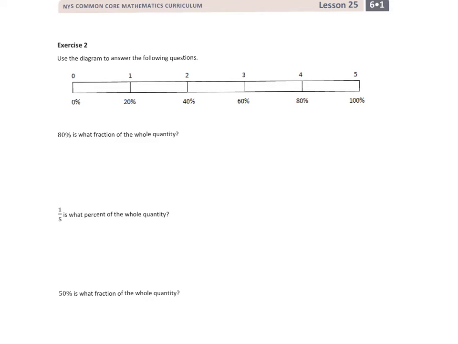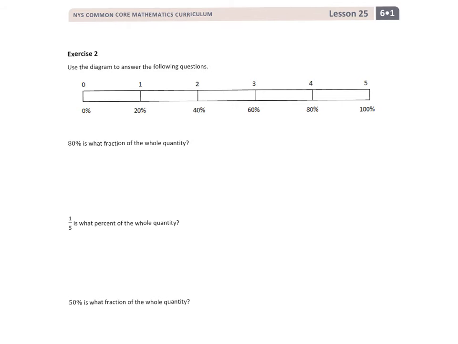Use a diagram to answer the following questions. It says 80% is what fraction of the whole quantity? So if we look where 80% is, that's here. And so that is 4 out of, and then the whole quantity, because the 5 is at 100, 4/5. Okay. 1/5 is what percent of the whole quantity? So that would be looking at the 1. So this makes it nice and easy to be able to fill in the answer. That's 20%.